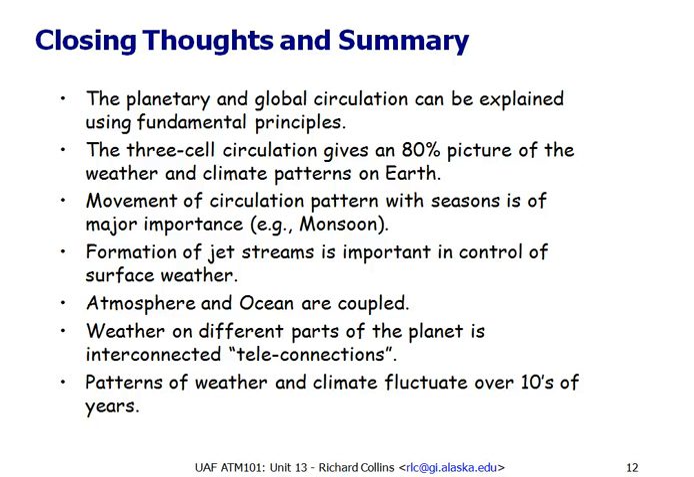The 3-cell model that we've looked at in this unit gives you an 80% accurate big picture of how the weather and climate patterns of the Earth are formed. I want to highlight the idea that the movement of circulation patterns in the seasons is critical to life on Earth, particularly if we look at something like the monsoon, where the monsoon rains are critical for agriculture in India. The jet streams that form at the polar front are critical in giving us the stormy weather that we see in the North Pacific that we experience in Alaska and the Aleutians.